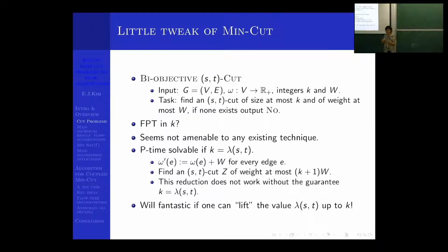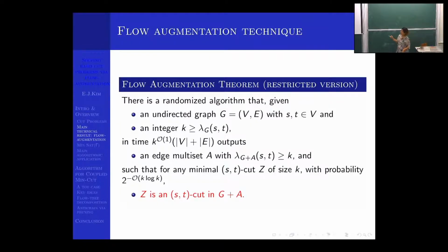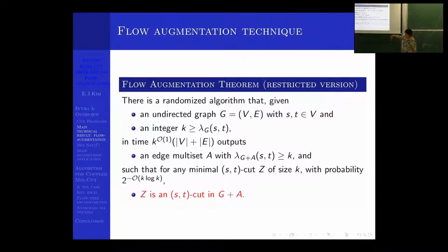But you need to consume FPT time, because the probability is 2 to the minus K log K, so you want to repeat it that many times. But then after that, you will succeed. And one more thing: it means that with this technique, we immediately prove that bi-objective ST cut is FPT.